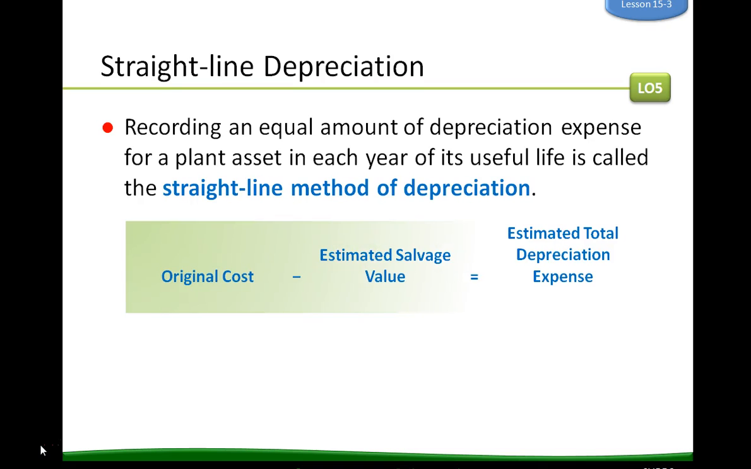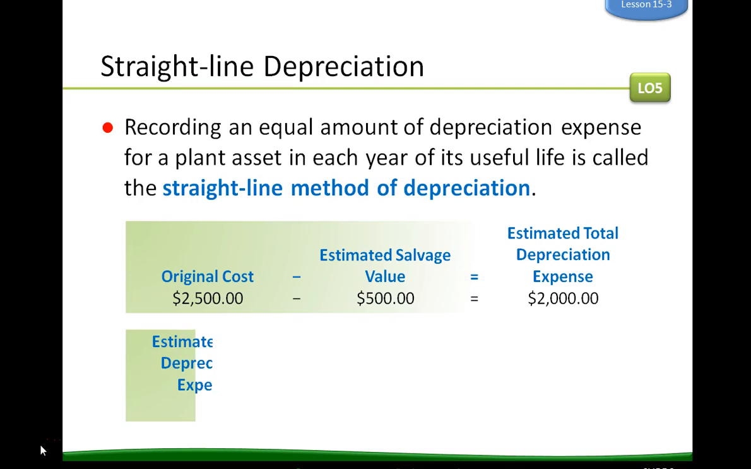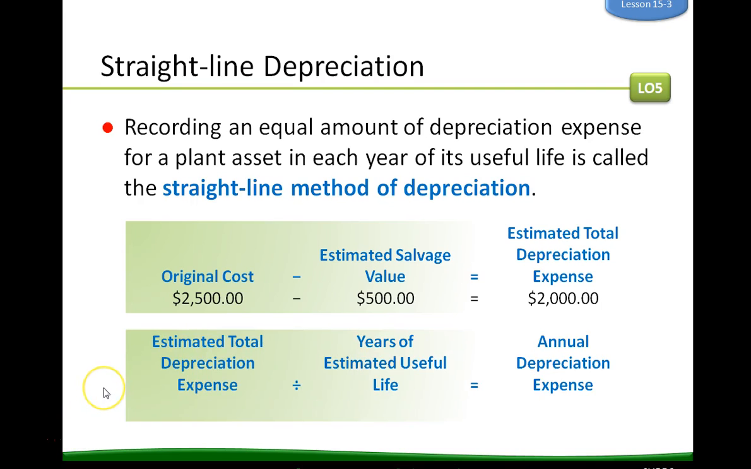We do just basic original cost minus the estimated salvage value. In our example, if we purchased the lighted display case for $2,500, the estimated salvage value at the end would be about $500. So the estimated useful life is about 5 years. So we do the original cost minus the estimated salvage. So the estimated total depreciation expense would be $2,000. We take that $2,000, divide by 5. So annually we can depreciate that display case at $400 a year.